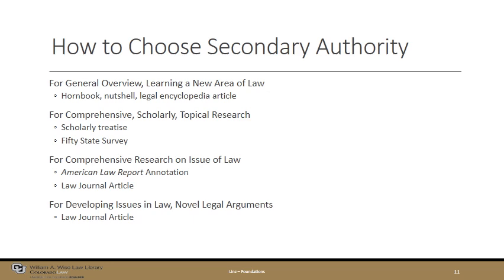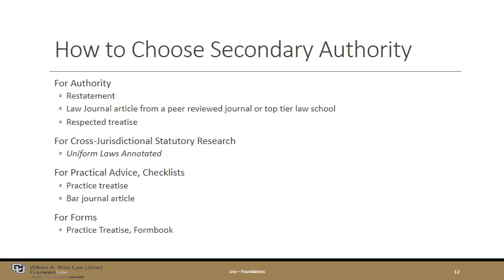It's in a similar way if you're looking for developing issues in law or looking for novel legal arguments, perhaps to help you write a brief, or you're looking to write a law journal article yourself, want to build off someone else's work, you could look at a law journal article for that sort of thing. If you're looking for authoritative statements of the law that you want to cite in a memo or a brief, then you would typically look to the restatements. Those are always authoritative statements of black letter law.